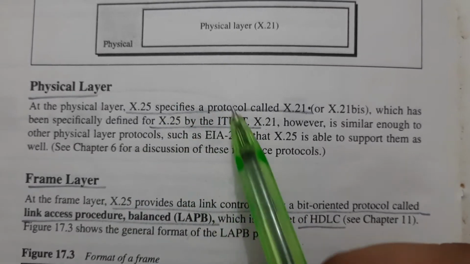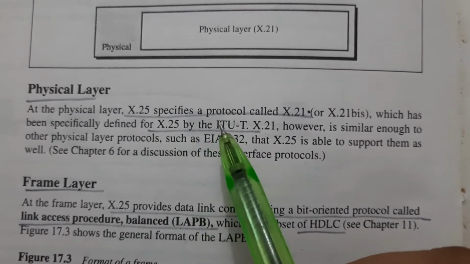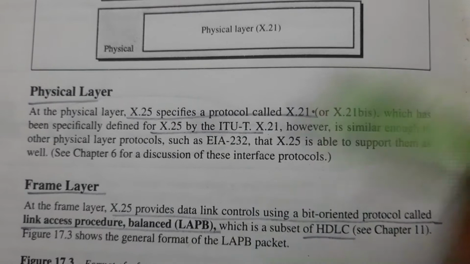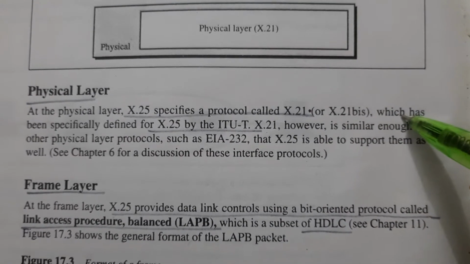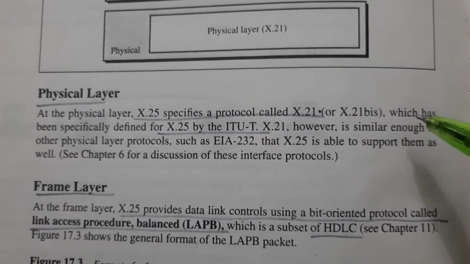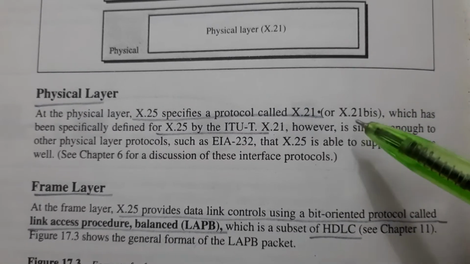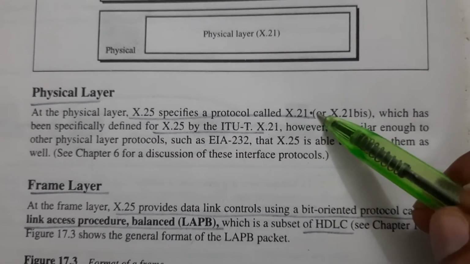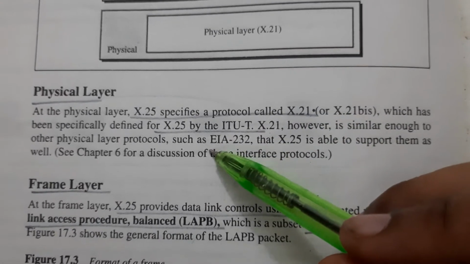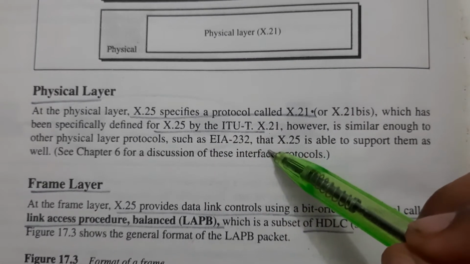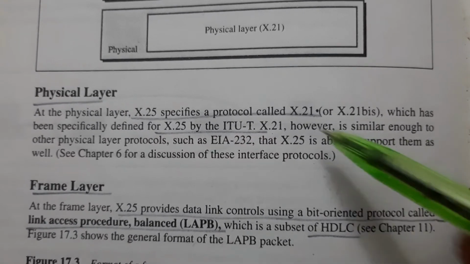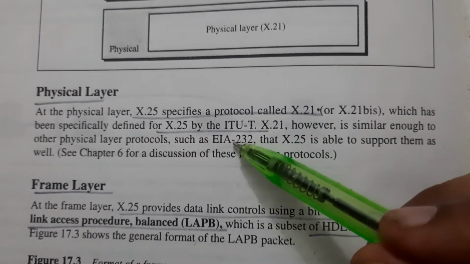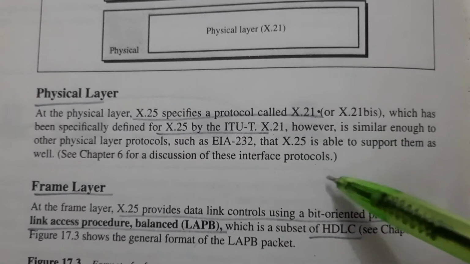that X.25 is able to support them as well. In the physical layer we define the transmission medium. This is the main function in the physical layer, and for that purpose X.25 uses a protocol called X.21 that is very similar to EIA-232. So X.25 is able to support EIA-232 as well.